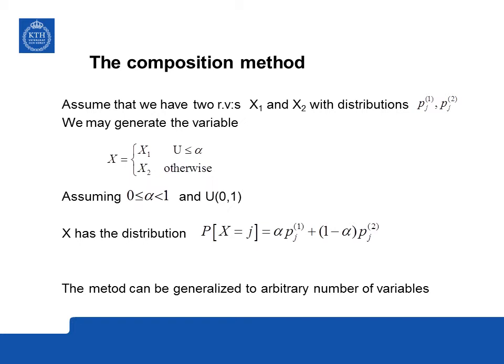And it's clear to see that this method can be generalized to an arbitrary number of variables. So the output will be the weighted sum of these variables. Just make sure that the components alpha_i sum up to 1. And this is a good method when it's obvious that the distributions can be composed as weighted sums.